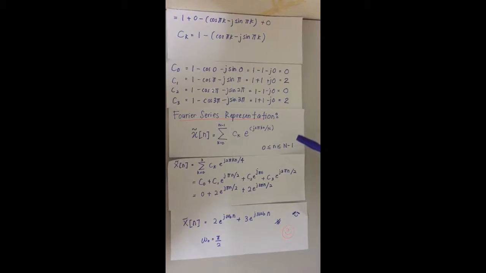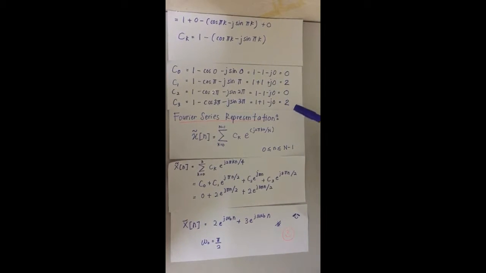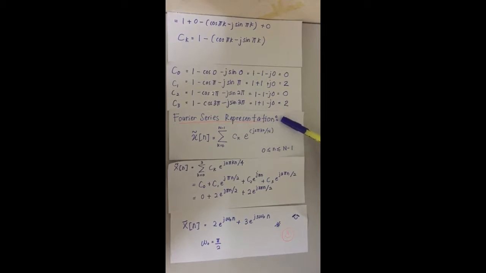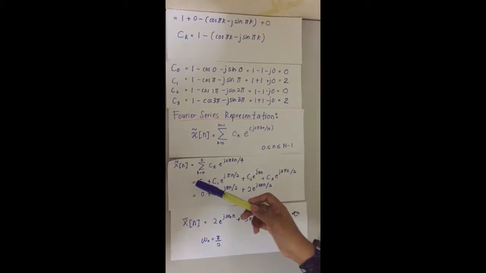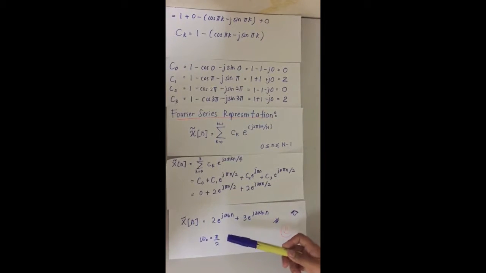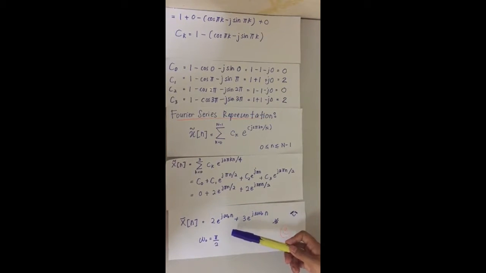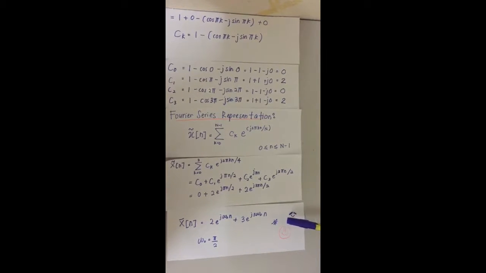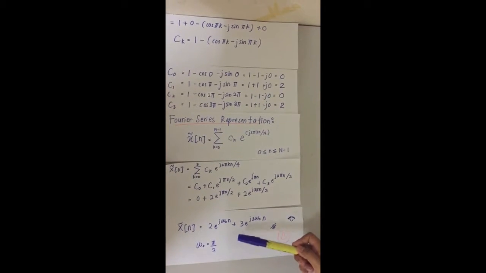Last step, we sum up the value of c k to form the Fourier series representation, which is x of n bar. Then we will get the answer, x of n bar equal to 2 exponential j omega naught n plus 3 exponential j 3 omega naught n, where omega naught equal to pi over 2.